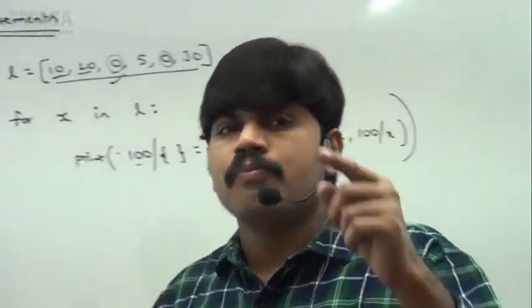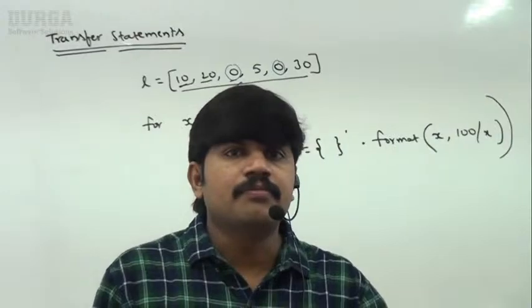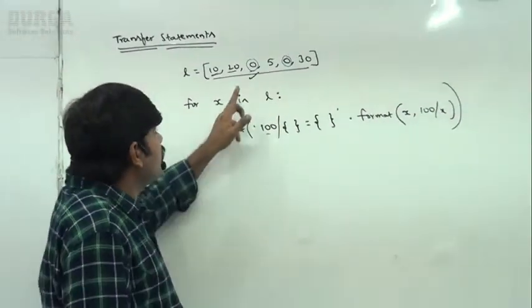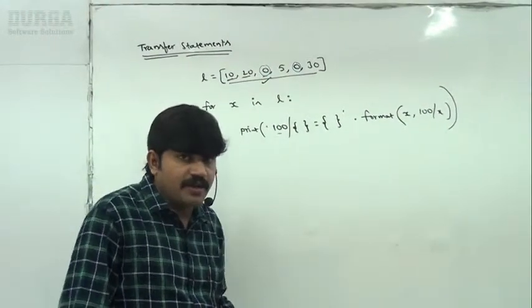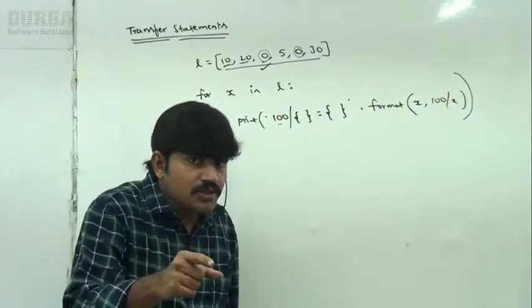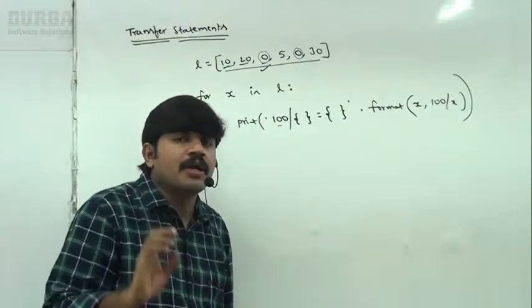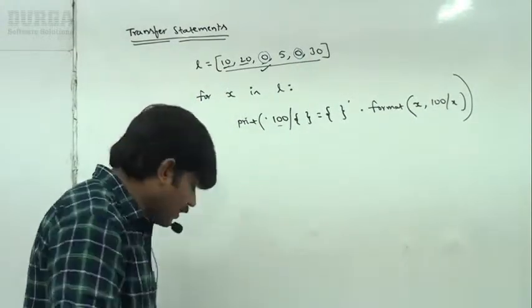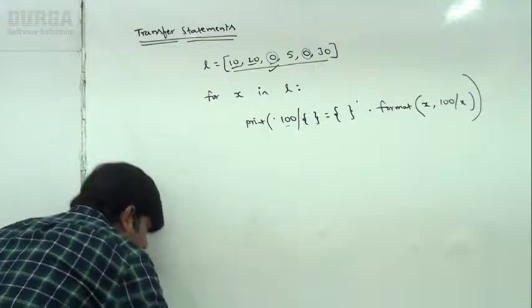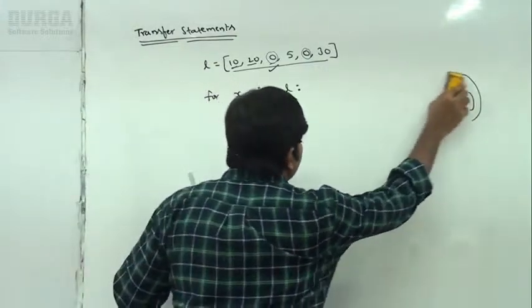So now how can I solve this problem? Very simple. Before performing this division, can you please check whether the x value is 0 or not? If it is 0, skip that 0 and continue with the remaining. Sir, how can you write the code for that? Very simple. Have a look once, sir.